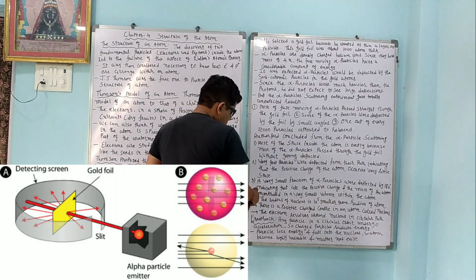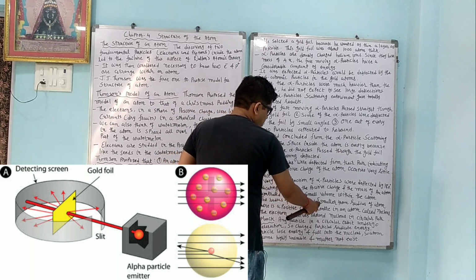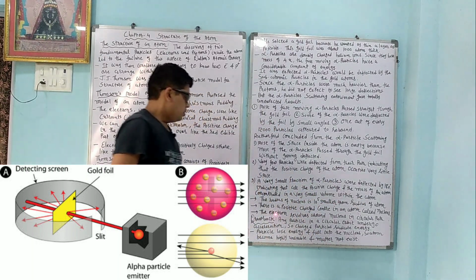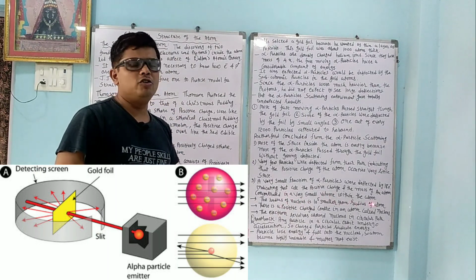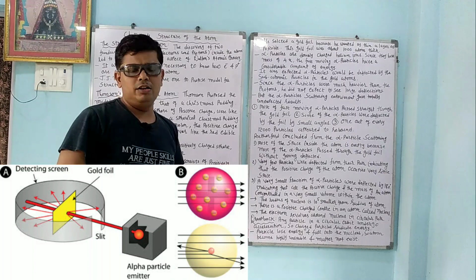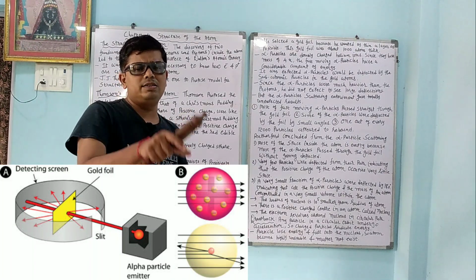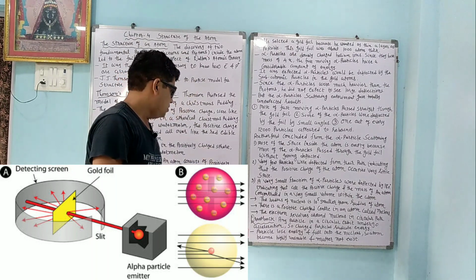So he concluded the following result: the radius of the nucleus is 10⁵ times smaller than the radius of the atom. The radius of the nucleus is 10⁵ times smaller than the radius of what? Atom. The nucleus is very small. If you compare, we can consider one cricket ground. In the center we put the cricket ball. That much is the size of the nucleus.